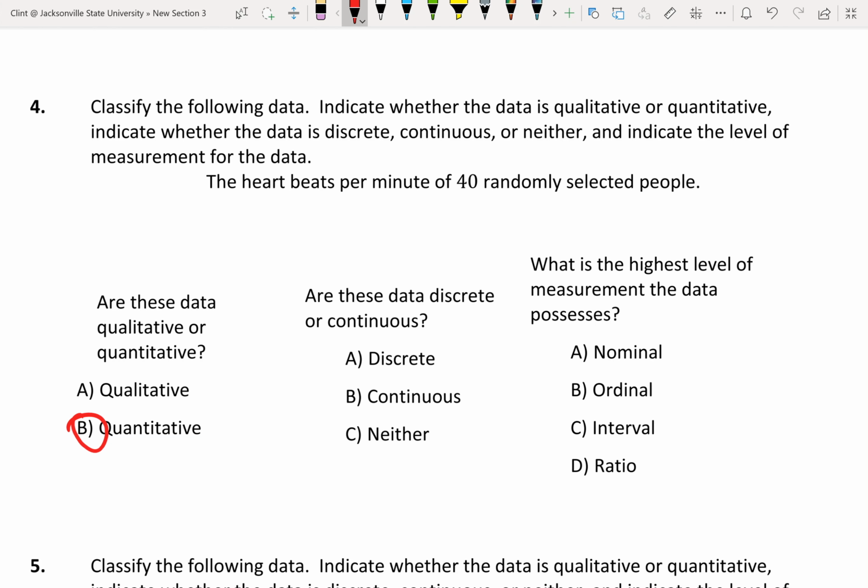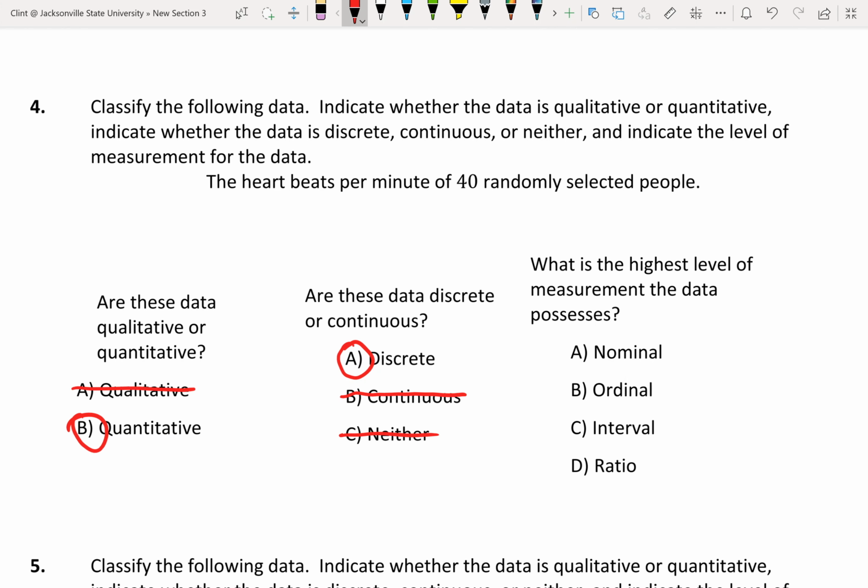Since we're counting, we're not going to count 25.5 heartbeats. You could calculate that, but this one says we're just counting. So only our counting numbers make sense, not numbers in between. So usually when we're counting, we're dealing with discrete data. Okay? It wouldn't make sense for us to think we could get something like 25.47 beats per minute. You can't count that. Okay? And then it's not qualitative, so it's not neither.